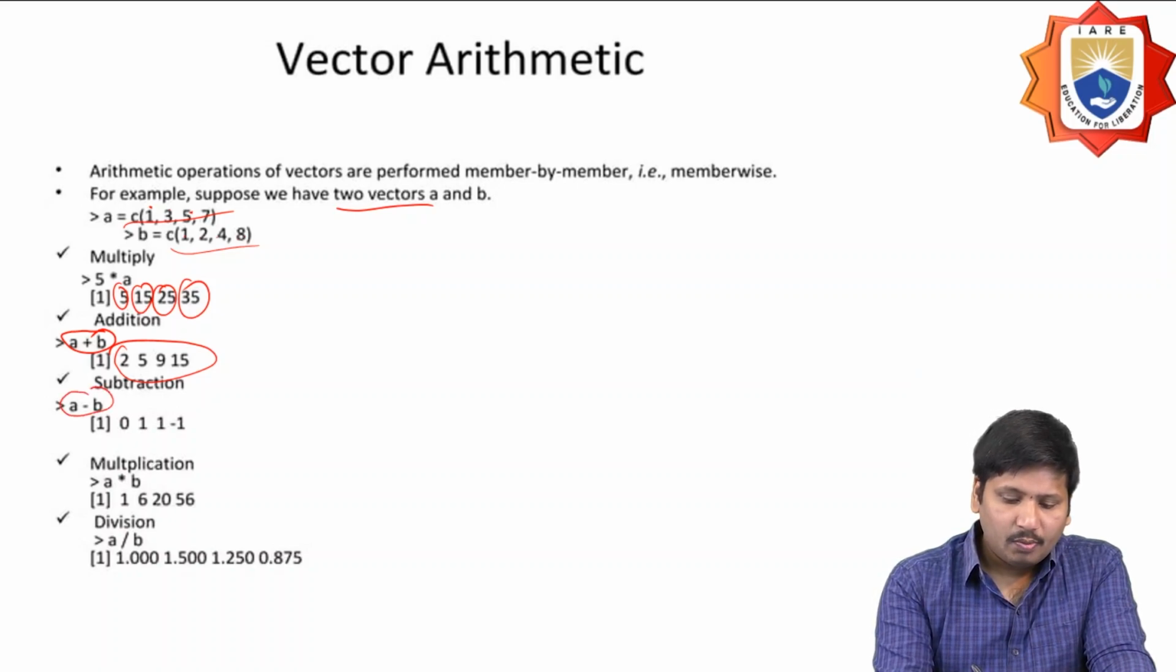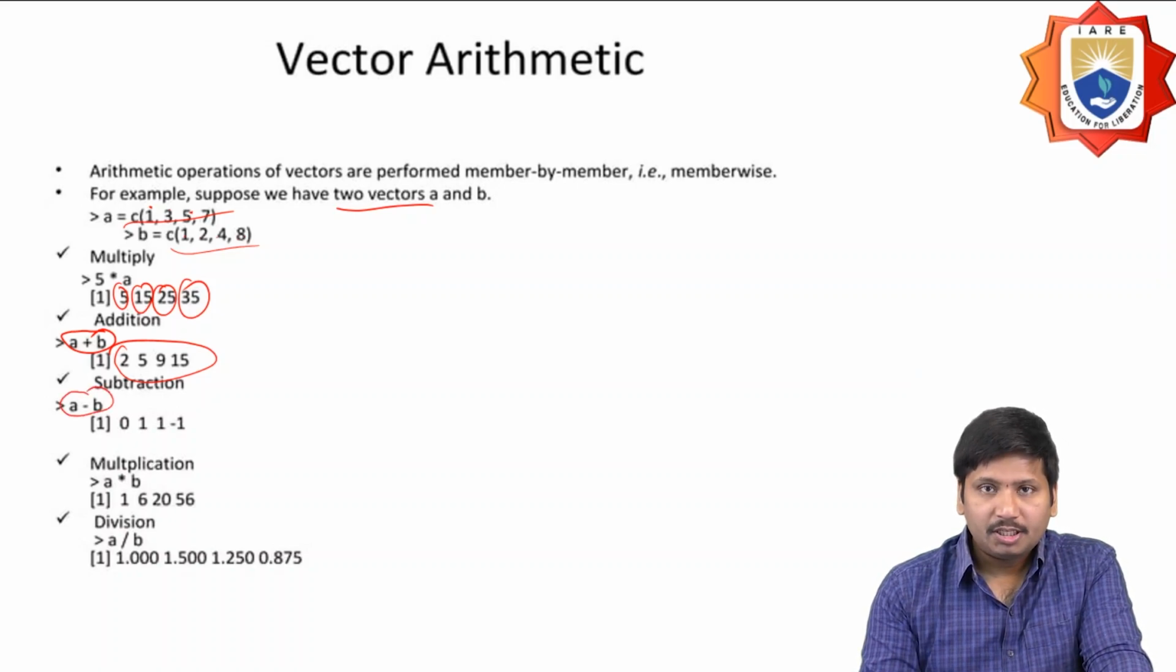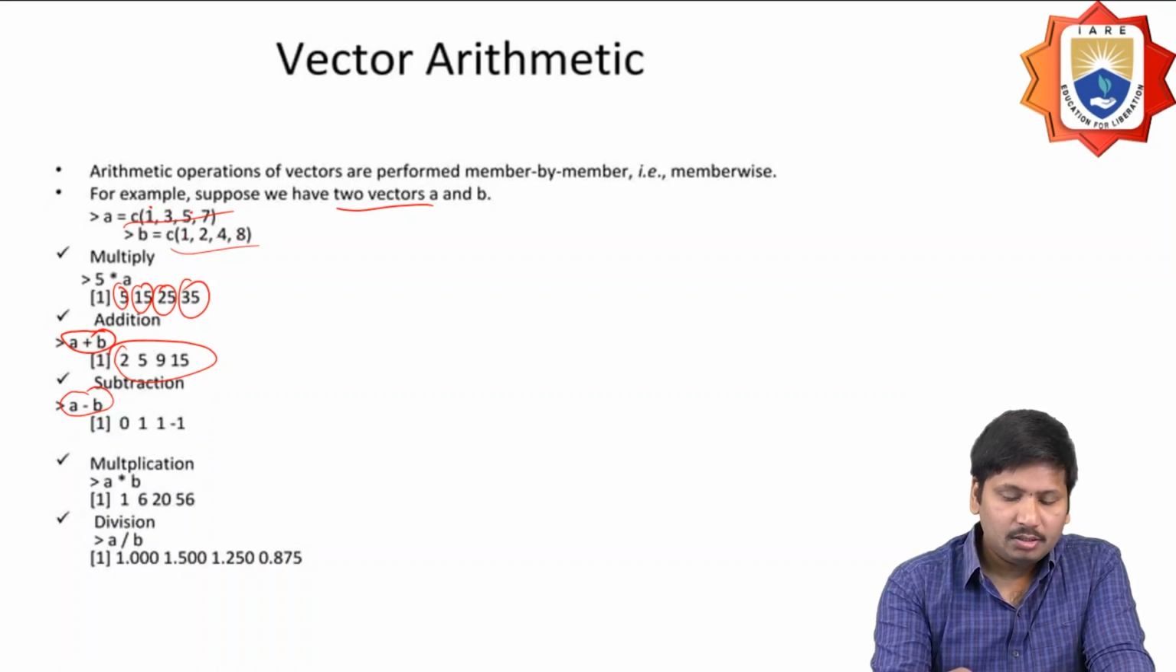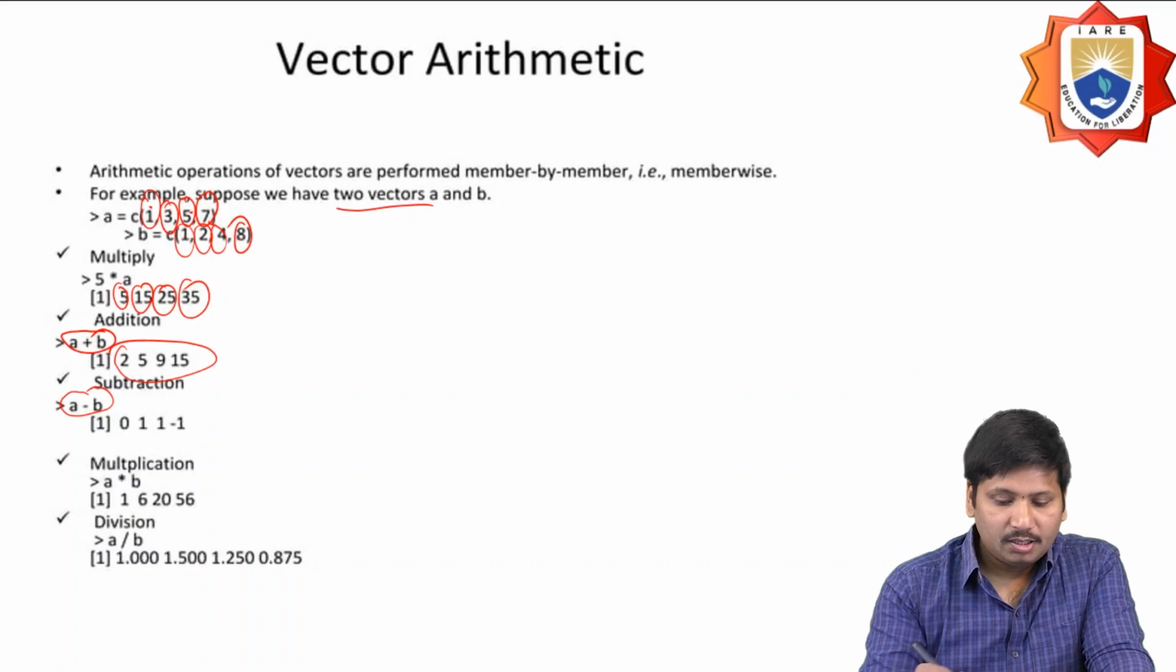So next one, I want to perform a subtraction. I want to subtract b from a. So how can I write? a - b. If I write like this, then I can subtract the values of one vector from the other vector. So 3 minus 2, 5 minus 4, and then 7 minus 8. That should be minus 1.